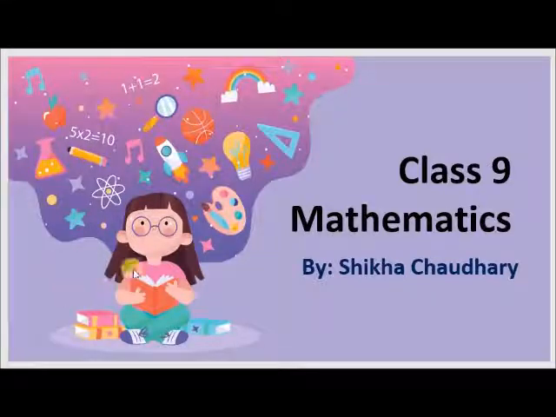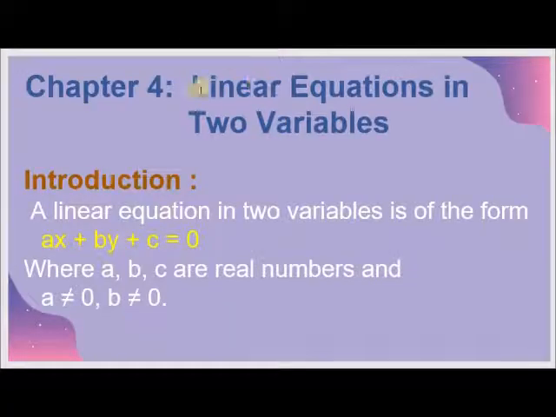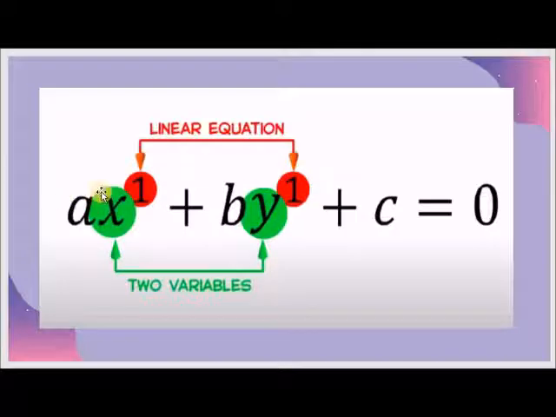Hello students, today we'll start our next chapter, that is chapter number 4, linear equation in two variables. So let's start with the introduction. A linear equation in two variables is of the form ax plus by plus c is equal to 0, where a, b, c are real numbers and a is not equal to 0 and b is not equal to 0. So let's discuss in detail.